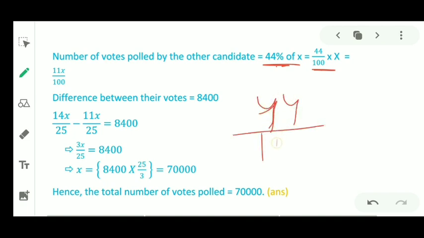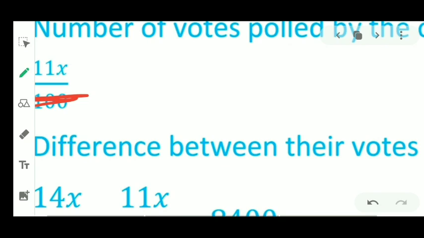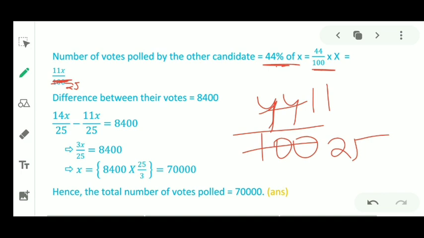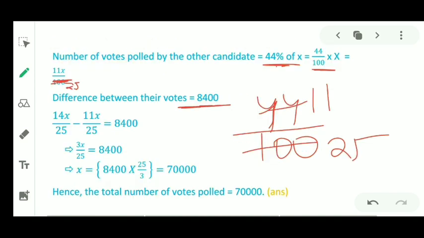44 by 100, that will be 4 into 11, 44, 4 into 25, 100. So it will be, that is wrong, 11x by 25. So the number of votes polled by the other candidates is 11x by 25. Now the difference between their votes equals 8400, that was given in the question, won by 8400. So the difference between the winner and loser is 8400.